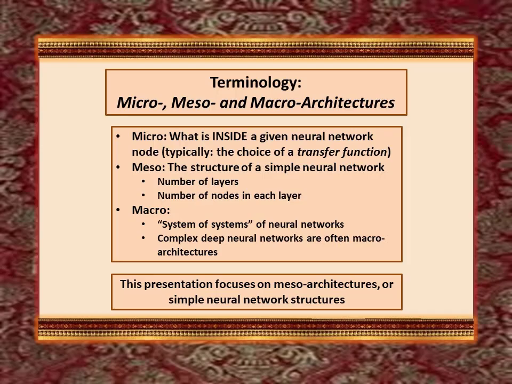Before we get started, a little terminology. We're going to refer to microstructure as the material inside a given neural network node. This is usually the transfer function. We'll refer to the mesoarchitecture as a structure of a simple neural network, typically an input layer, middle or hidden layer, and an output layer. And we'll refer to macrostructure as a composite of several mesostructural components. For example, a generative adversarial network is a combination of two different network architectures.